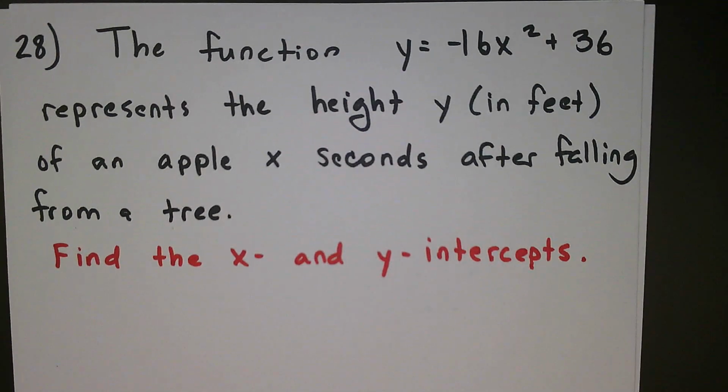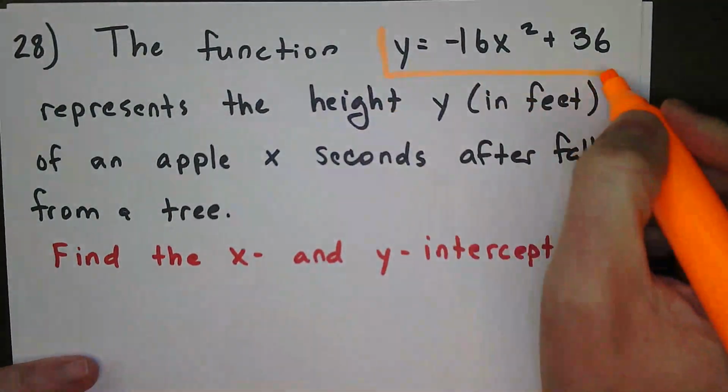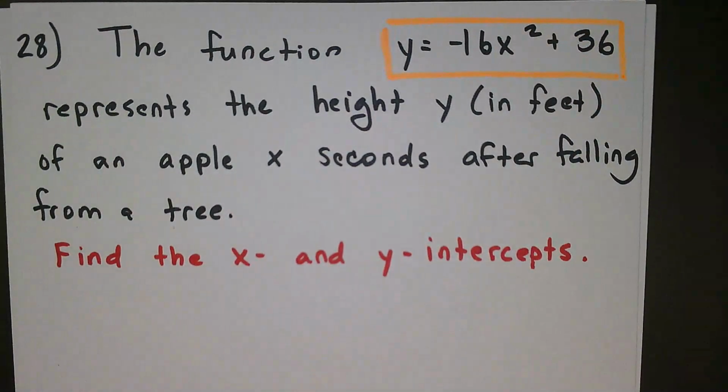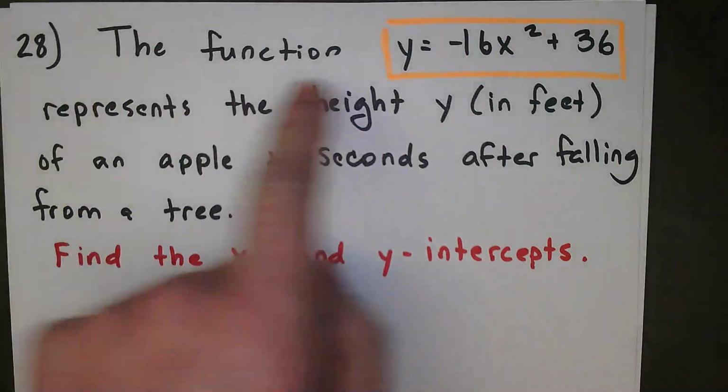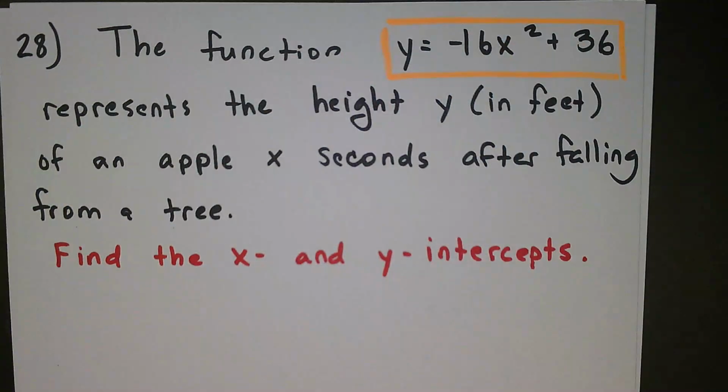We're looking at this word problem here. It's number 28. It's using one of our favorite equations. We've seen lots of variations of this in our work through quadratics and factoring. So this function y equals negative 16x squared plus 36.